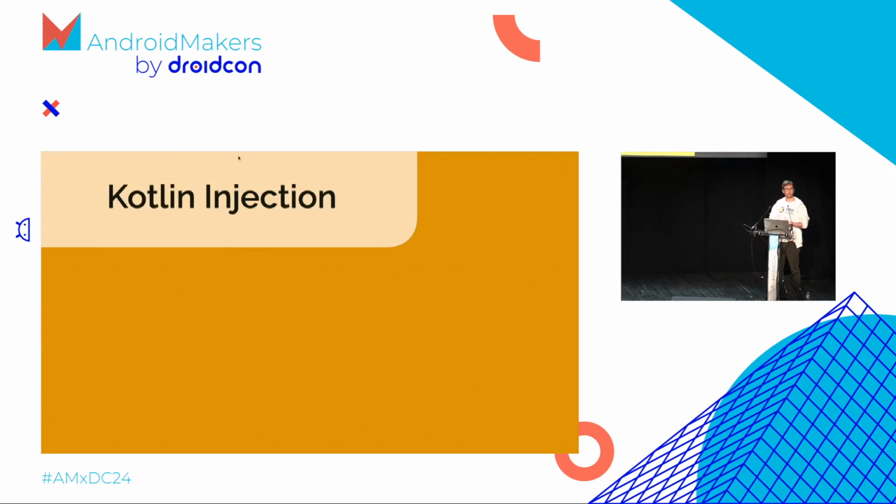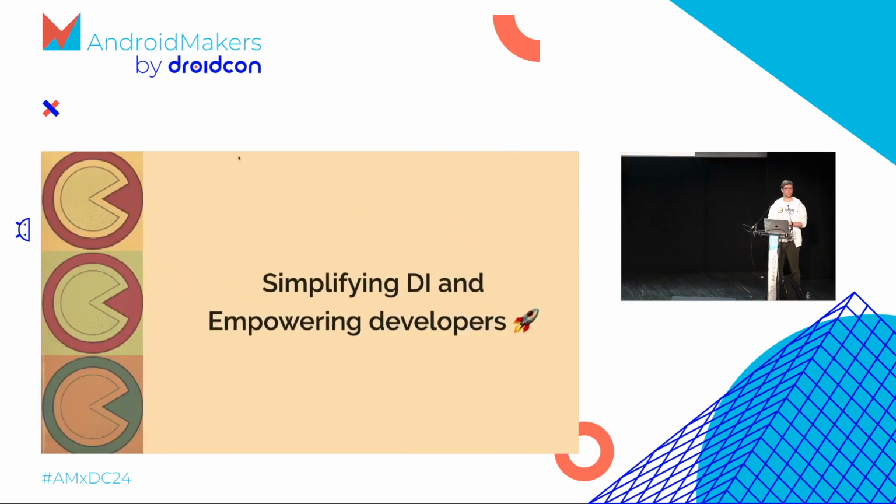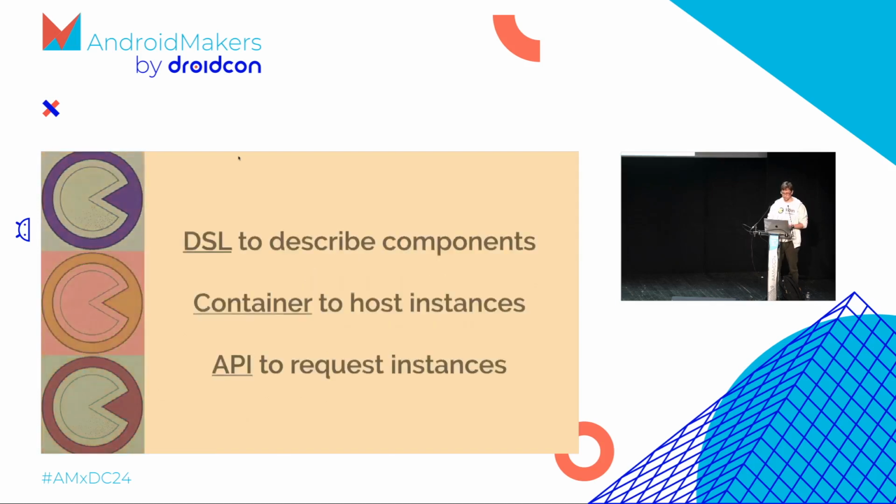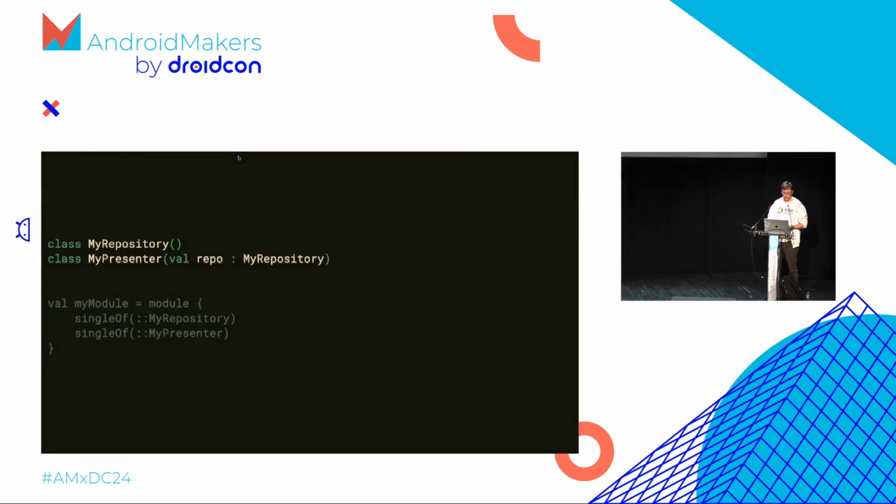Before getting into some really strong topics today, I would like to get back to the basics of Kotlin injection. Seems that most of you know Koin, but the idea is really giving you the most of Kotlin and helping you do dependency injection, for all kinds of Kotlin applications you can make. Koin is a DSL, primarily, a container, and an API to help you request your instances inside.